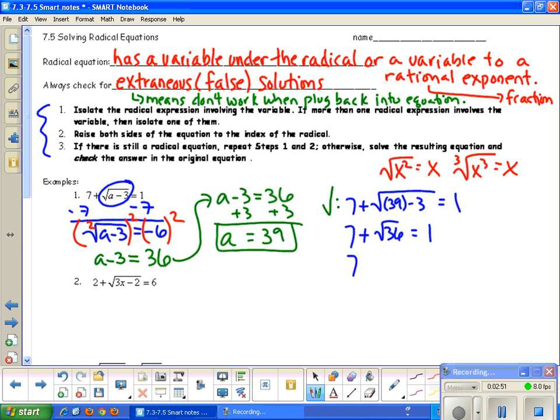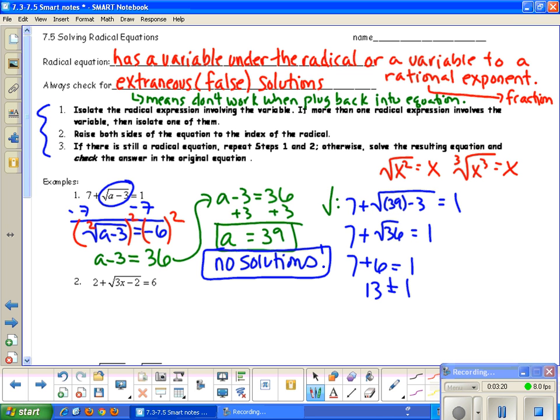So in this case, we get 7 plus 6 equals 1, and we get 13 equals 1. If you look at this, you notice that that is not a true statement, since 13 does not equal 1. So that means a equals 39 does not work, so there are no solutions. This right here would be the correct answer. That's why it's important when you're doing these problems to make sure to check your answer.